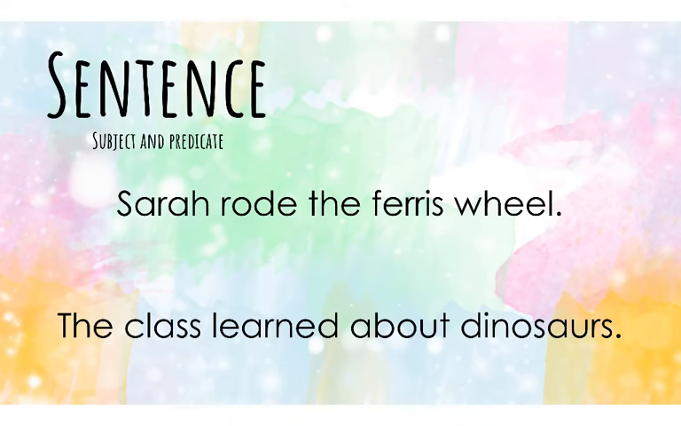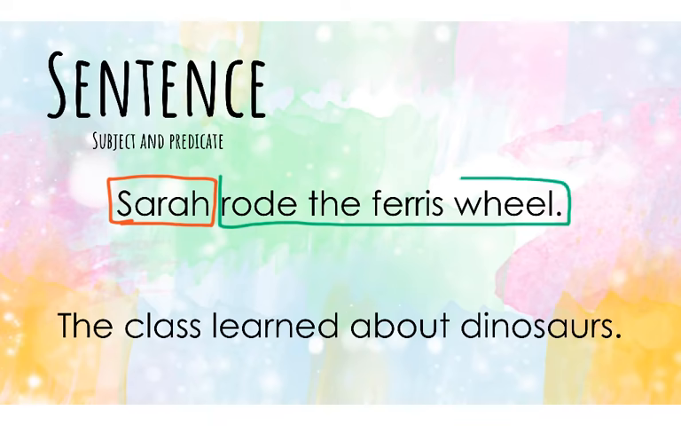The first sentence we have here is, Sarah rode the Ferris wheel. In this sentence, the subject, the who or the what, is Sarah. Now we need to find the predicate. To find the predicate, we ask ourselves, what did Sarah do? Sarah rode the Ferris wheel. So that's our predicate.